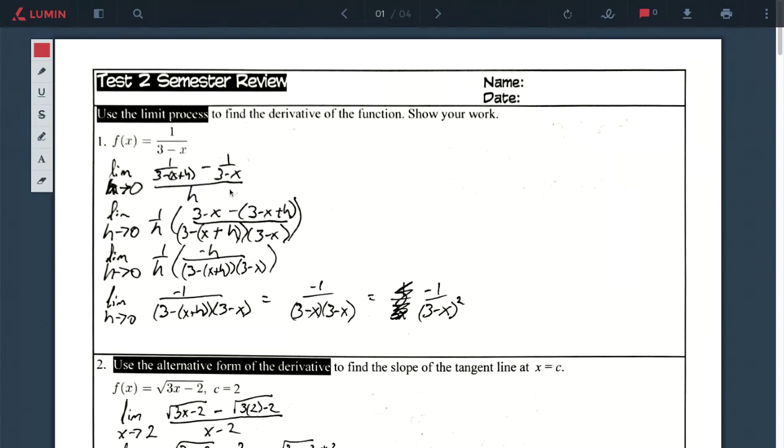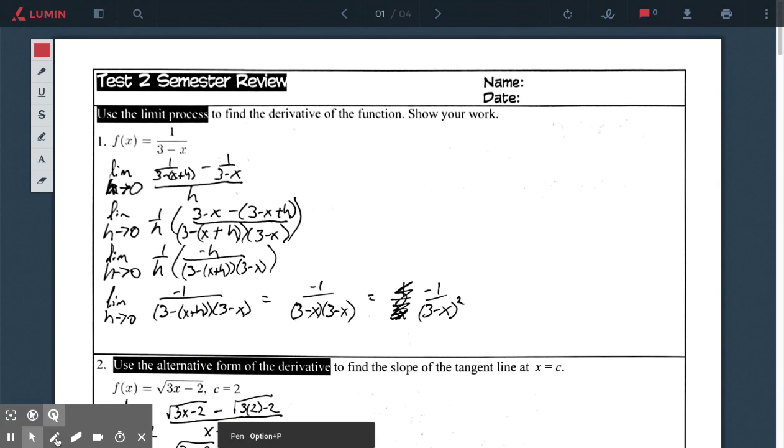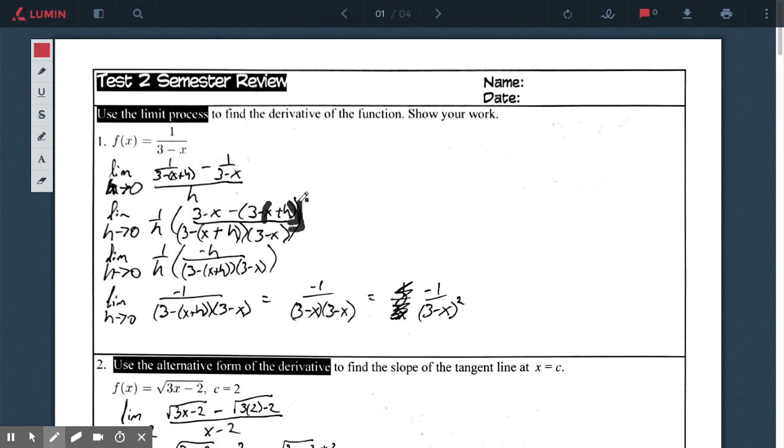Next thing I did was, since I have the h on the bottom, I did that 1 over h out front. Then with what's on the top, you need to get a common denominator. So the 3 minus x needs to go to the left, and the 3 minus x plus h needs to go to the right. And I made a mistake right there. There should be a parenthesis right there, and right there, and right there. So my signs are going to be a little bit off.